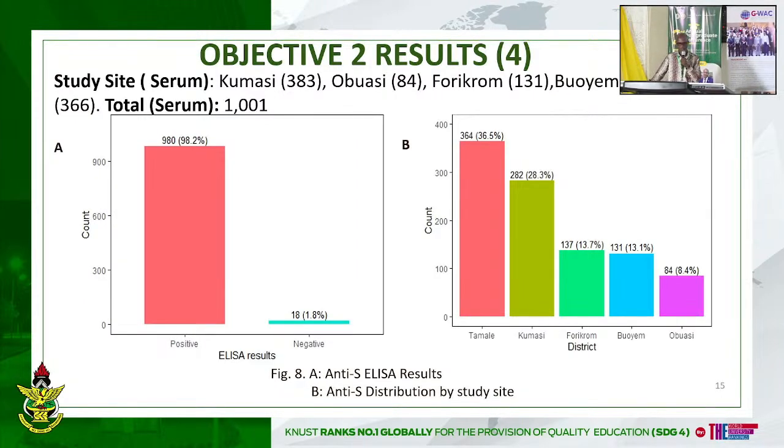For the serum samples that were tested, Kumasi had 383, Obuasi 84, Boyem 131, Forikrom 131, Boyem 137, Tamale 360. The reason for this is that most participants will give you the swab, but they will object to giving blood. You need to talk to them and explain more. However, we managed to get 1,001 participants who willingly consented to be part of the study.